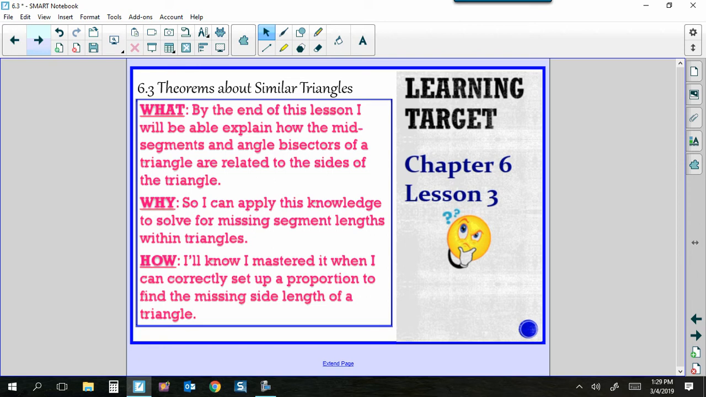How will you know you've mastered it? Well, you'll know that you've mastered it when you can correctly set up a proportion to find missing side lengths of a triangle using the angle bisector or a midsegment. All right, let's go ahead and get started.